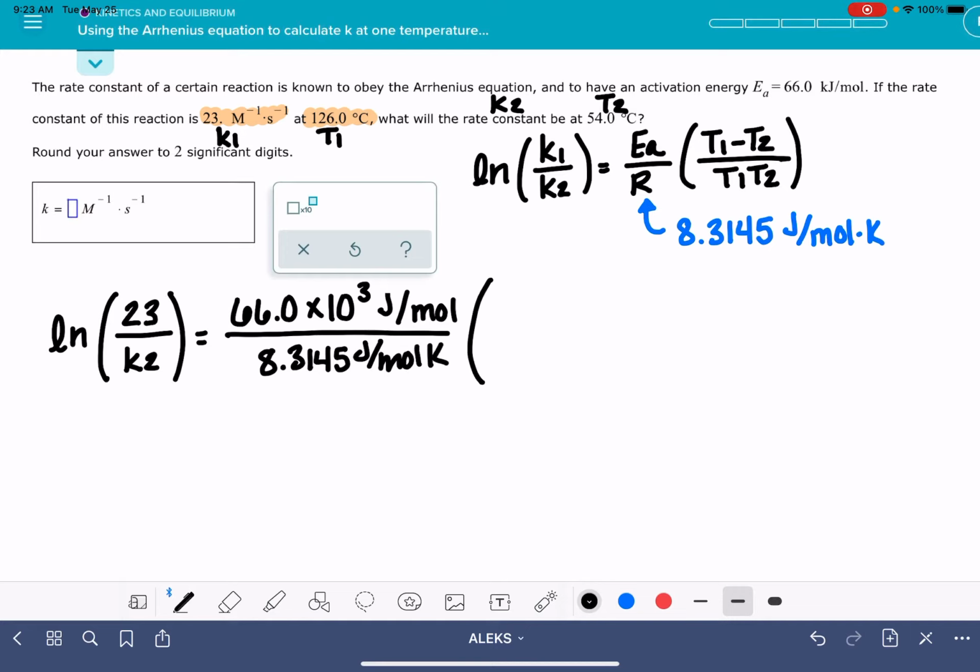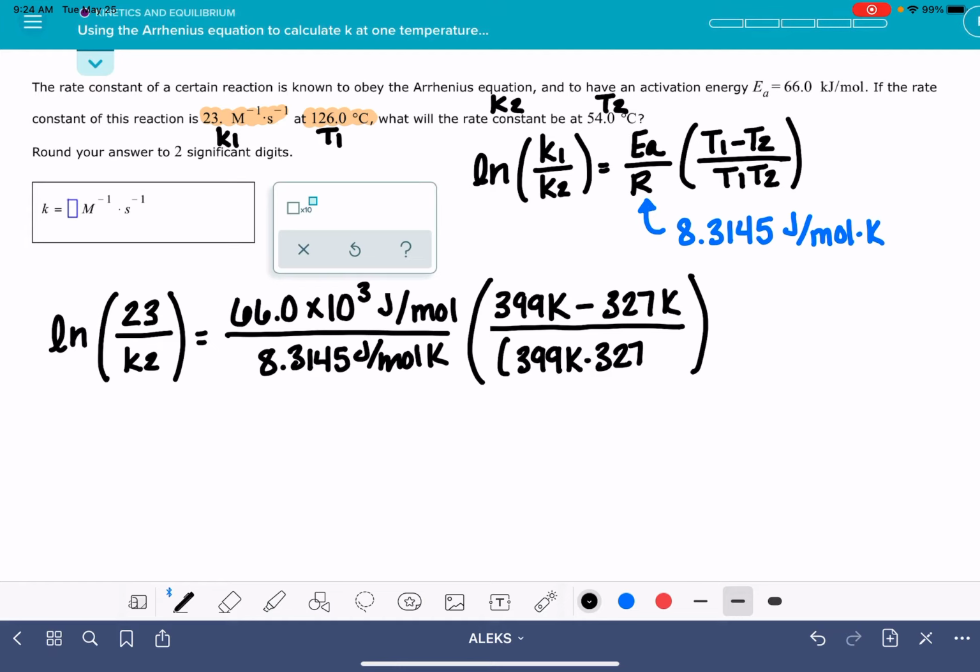And then my T1, 126, remember that's got to be converted into Kelvin. So that's 399 Kelvin minus T2, 54, which also has to be converted into Kelvin. So that's going to be 327 Kelvin. And then we want to divide that by 399 Kelvin times 327 Kelvin. A lot of math here.